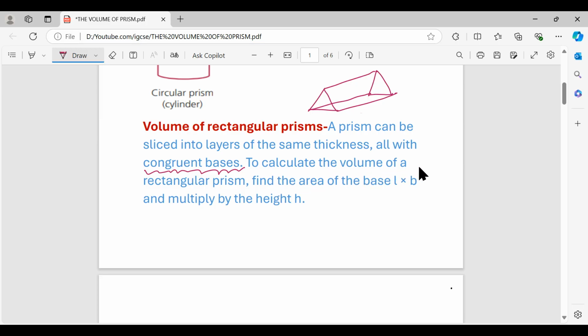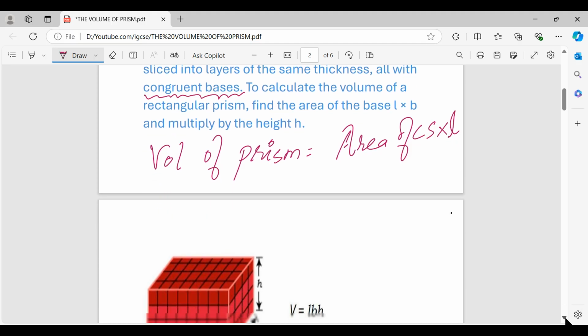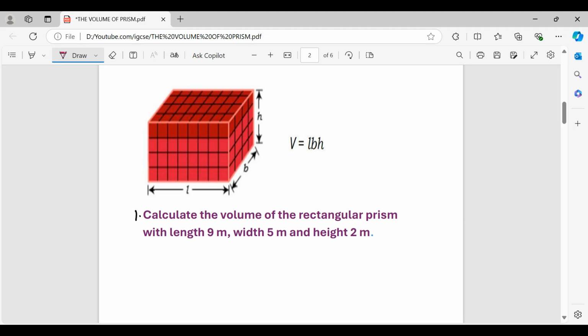Now, to calculate the volume of a rectangular prism, find the area of the base and multiply by the height. Generally, the volume of a prism has the formula: volume of prism is area of cross section times length, or you can also call it times the height. You can see here, this is your rectangular prism, and here length, breadth, and height are given.